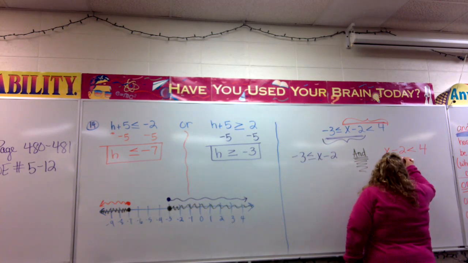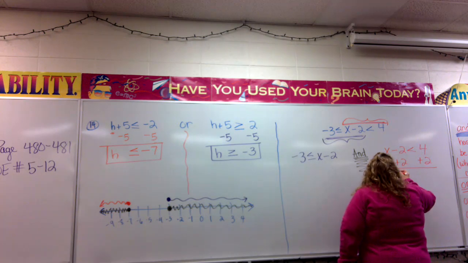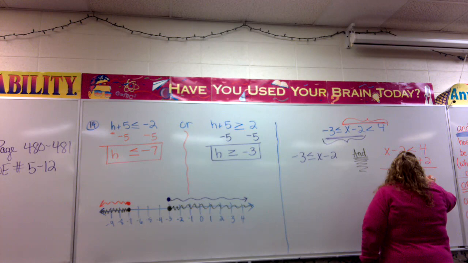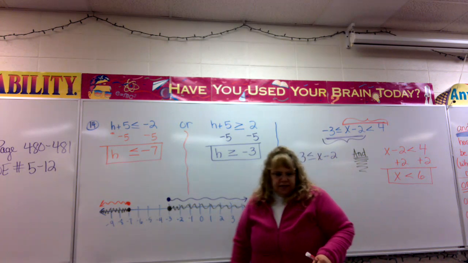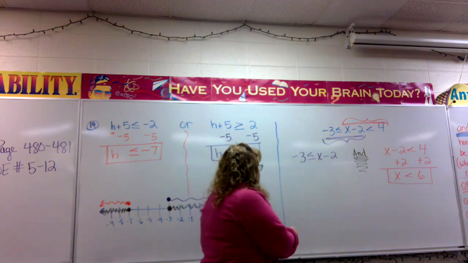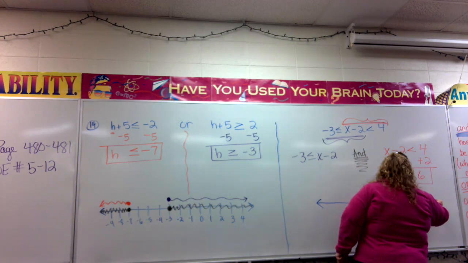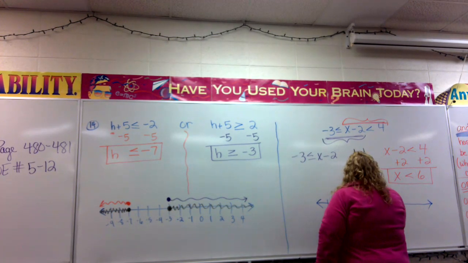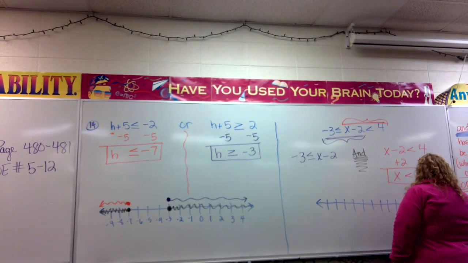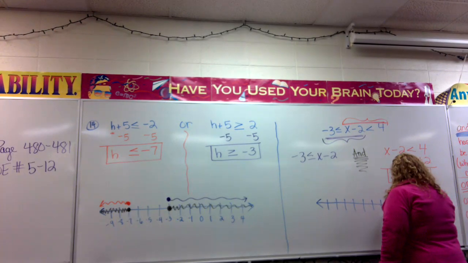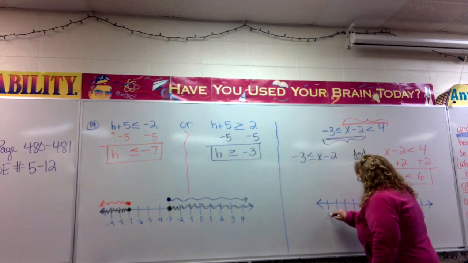What do you do to get x by itself? Looks like I get x less than 6. I would graph it on a number line if I had one. I would graph it on a number line. I hope that's big enough.